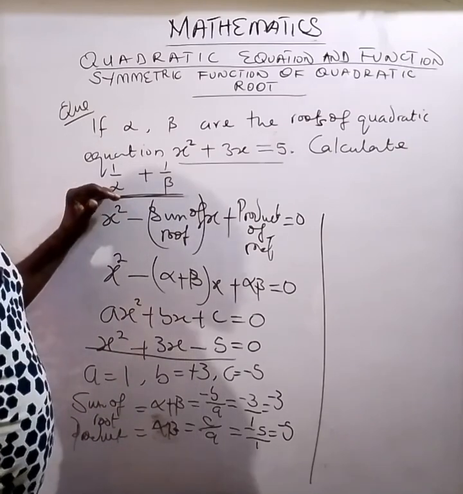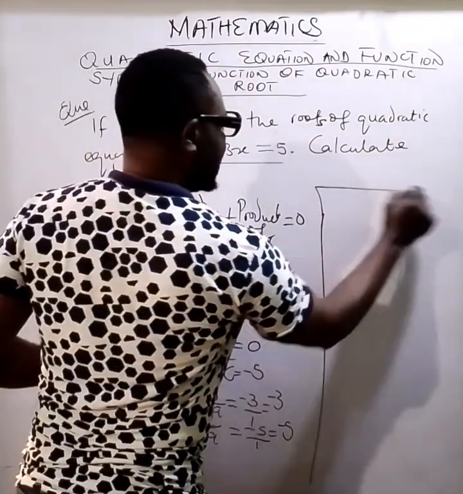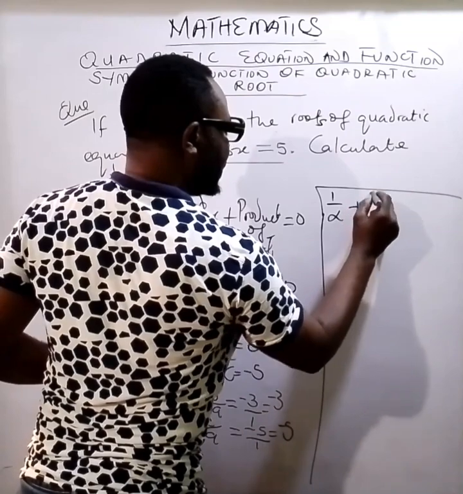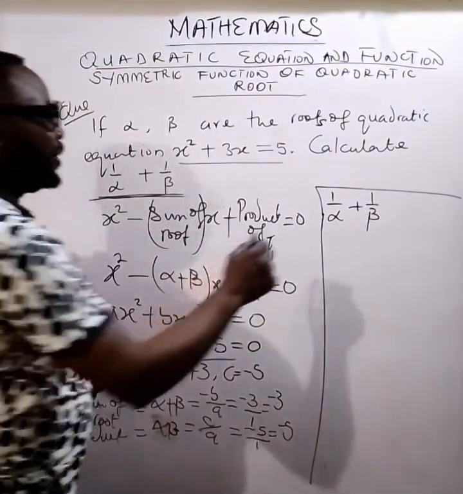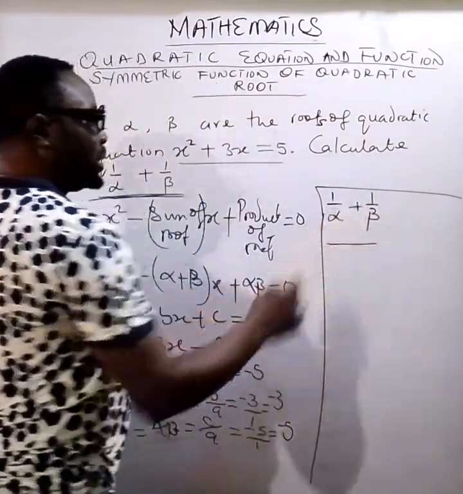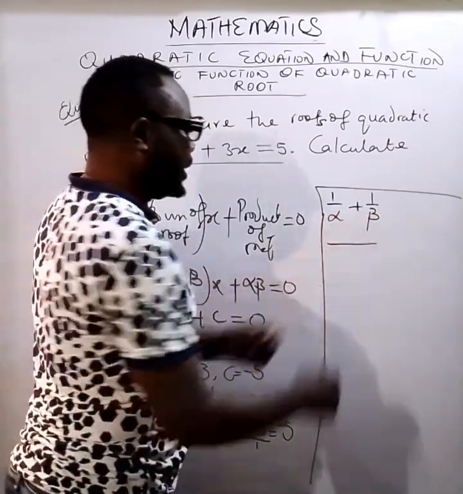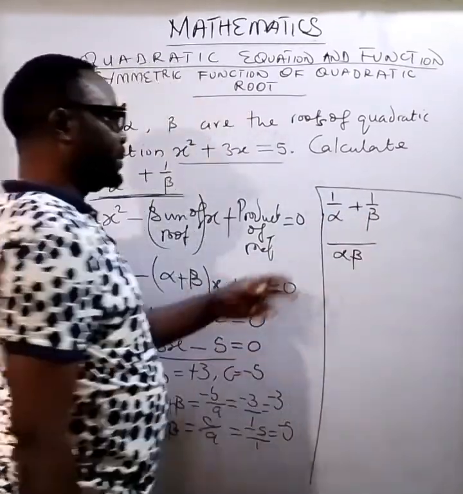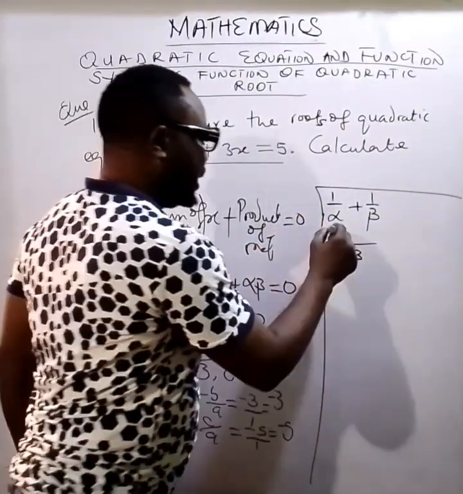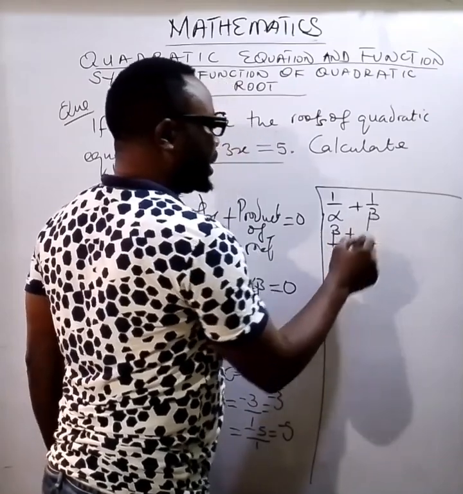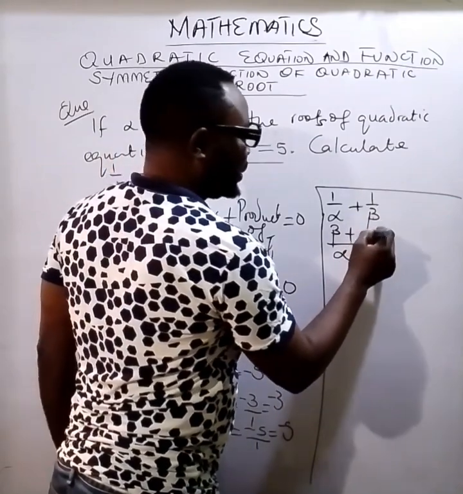Now, what we need to do is to solve this particular expression very well: 1 over alpha plus 1 over beta. We find the LCM because these are fractions. The LCM will be alpha times beta, that is alpha beta. Then alpha in alpha beta leaves beta, and beta times 1 is beta. Plus beta in beta alpha leaves alpha, and alpha times 1 is alpha.